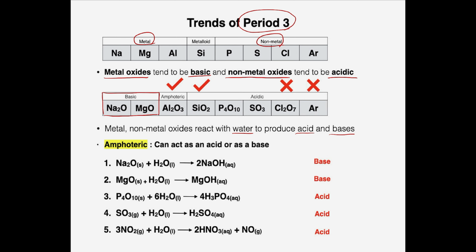Second, aluminum oxide is classified as an amphoteric oxide, meaning that it can act as an acid or base. Third, silicon is a metalloid. However, its oxide is acidic, and it does not react with water, but it reacts with sodium hydroxide to form sodium silicate. Lastly, nonmetal oxides, such as phosphorus pentoxide and sulfur trioxide, react with water to form acids.